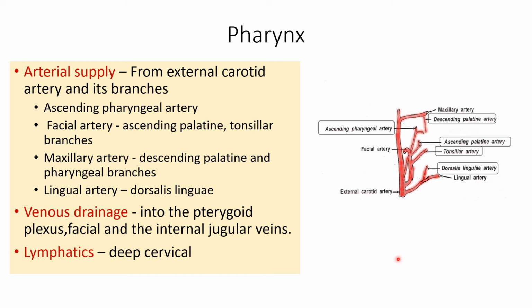Coming to the venous drainage, the veins of pharynx drain into the pterygoid plexus, the facial and internal jugular veins. The lymphatics of pharynx drain into the deep cervical lymph nodes.